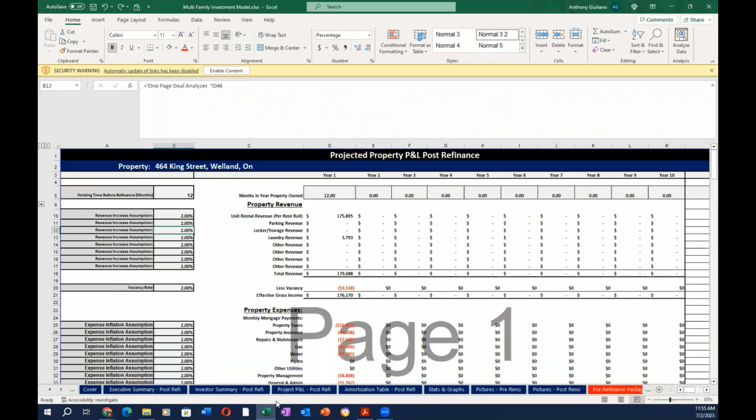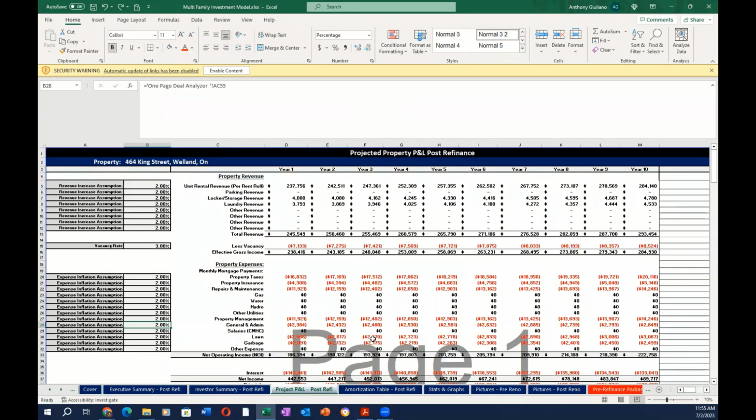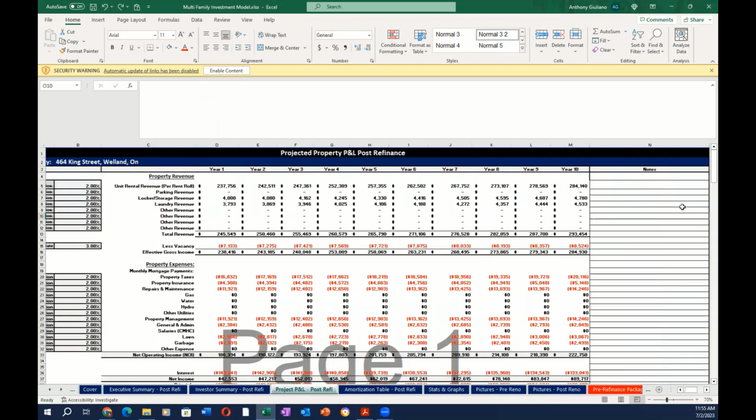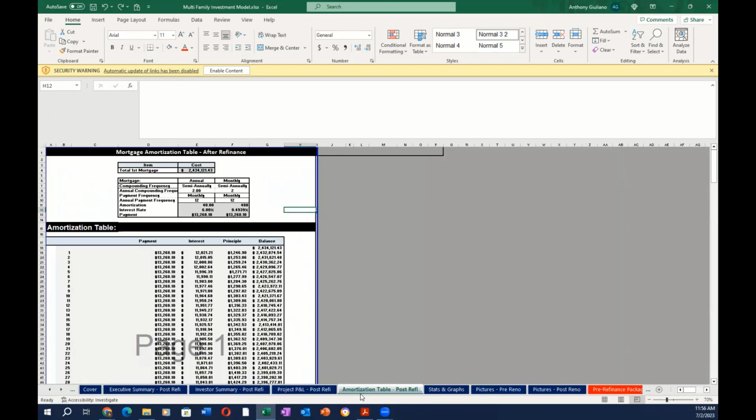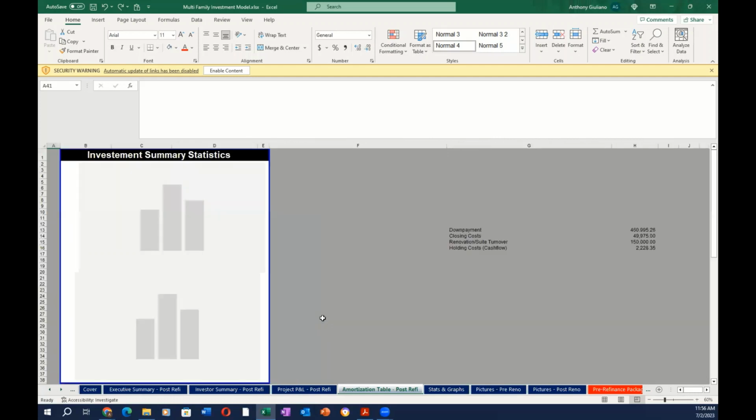Okay, so just to continue on, we went through our investor summary and our 10-year projected P&L. I've also given you a section here to enter notes if you want to have notes for your potential clients. This is our amortization table. The post-refinance amortization table is now automatically generated here. You can see how much interest is being paid with each payment, how much principal is being paid with each payment, and the terms. So you can quickly turn around to your lender or your client and show them actually what the amortization table looks like for the deal. Stats and graphs.